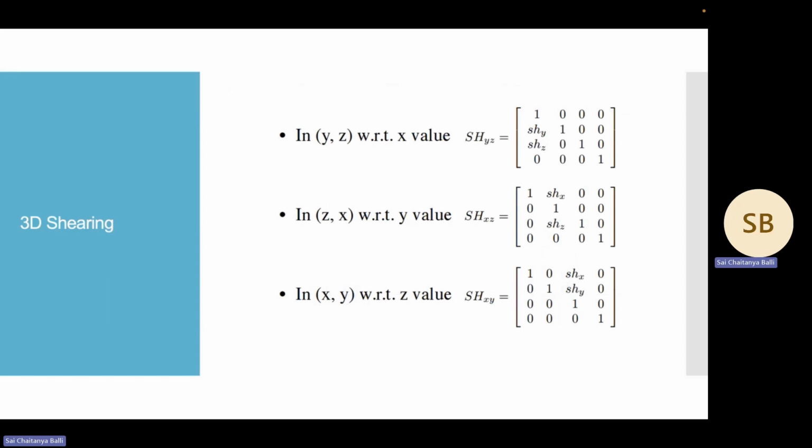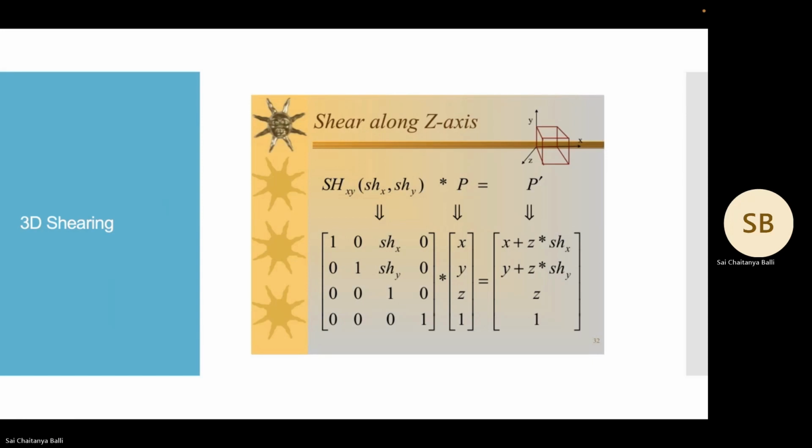And in 3D shearing, suppose you have to perform shearing in YZ with respect to X, this is the matrix that we need to consider. In ZX with respect to Y, then shearing XZ, this would be the matrix. This is how the matrix is represented. Same goes with XY with respect to Z, and shearing along the z-axis since we are shearing in three-dimensional space.